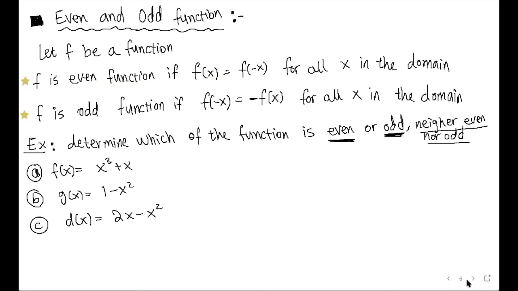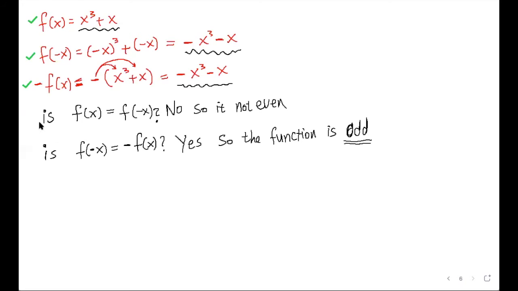The second one is b: g of x equal 1 minus x squared. Is it even, odd, or not even, not odd? So what is g of x? It's even. How do you know? You do the same steps.